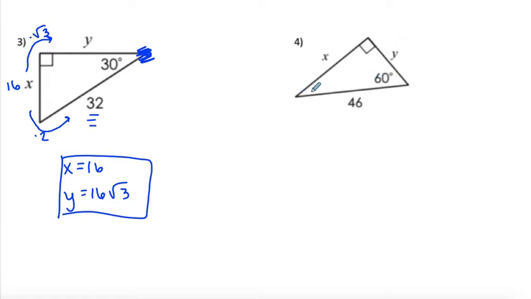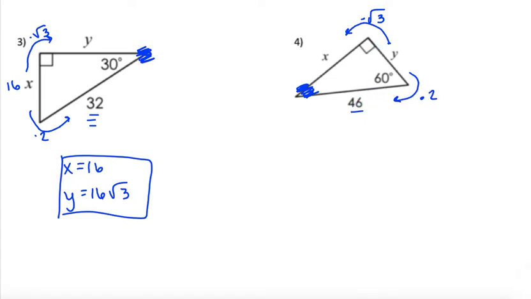Similar idea here. Here's 60, which means this is our 30. Cross it out. If I take this, here's my long leg. Again, it's across from the 60, so I multiply by radical 3. Going to hypotenuse, this is times 2. So again, it's across from 90, times 2.